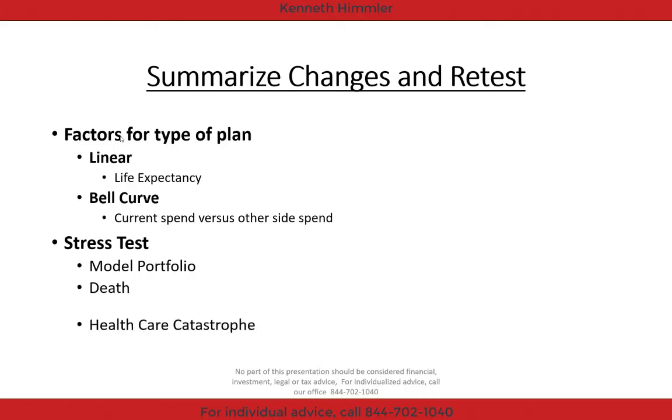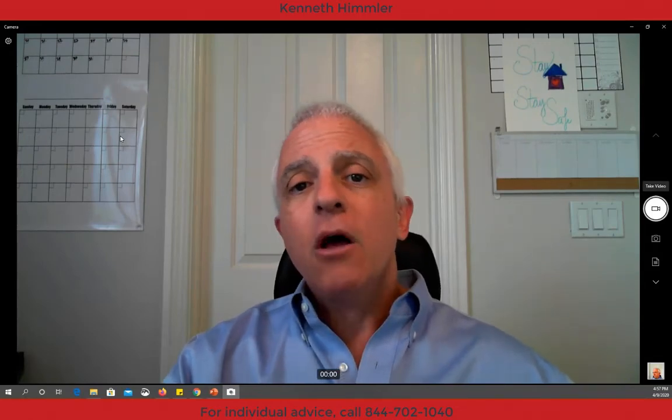Second, we're going to stress test. We're going to change models in the portfolio. We're going to use different volatility and variations. We're going to make the assumption that somebody dies. We're going to make the assumption that somebody goes into a long-term care facility. And once you make these assumptions and you retest it, you're going to come up with an assumable amount during your lifetime. Now, again, this might be a lot more than what you are spending right now.